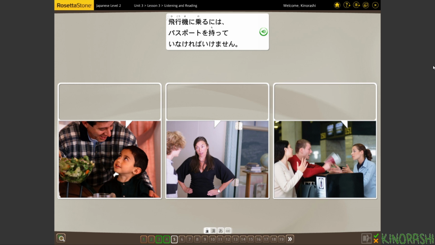So in this example, now that we know a little more about niwa, hikoki ni noru niwa, hikoki ni noru niwa, pasupooto o motte, pasupooto o motte inakereba ikemasen.